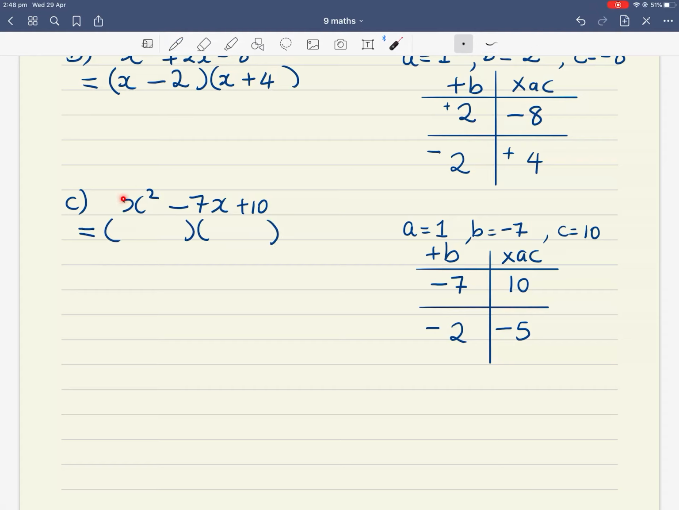So back in your question you would write equals, bracket, bracket, bracket, bracket. Because it's 1x squared here, you would just throw in an x and a single x, not x squared, just x and x, because they multiply to be x squared. In your first bracket, you would write the first number, which is minus 2 or take away 2. And then your second number is negative 5 or subtract 5. Again, whether you write x minus 5 times x minus 2, the order doesn't matter. The signs do, whether it's positive or negative.